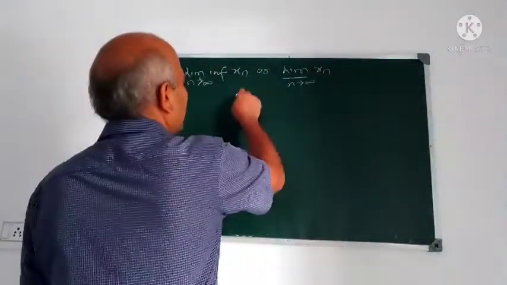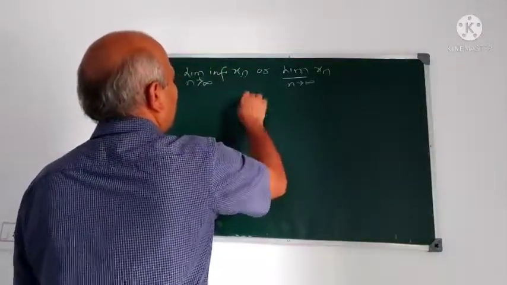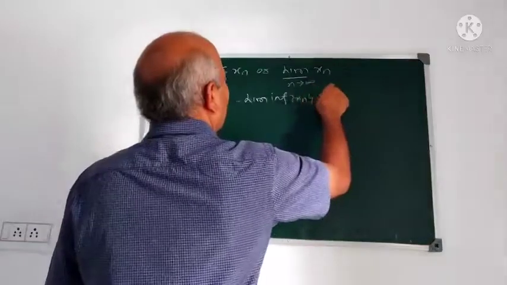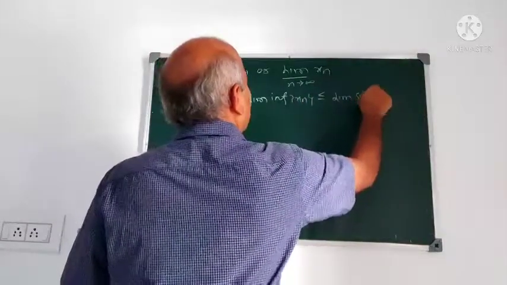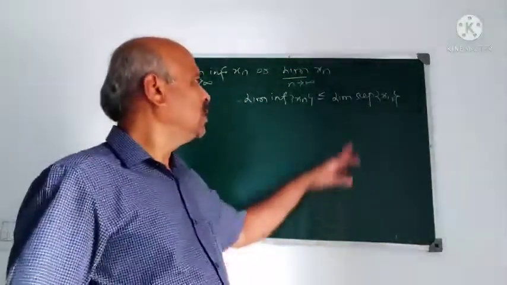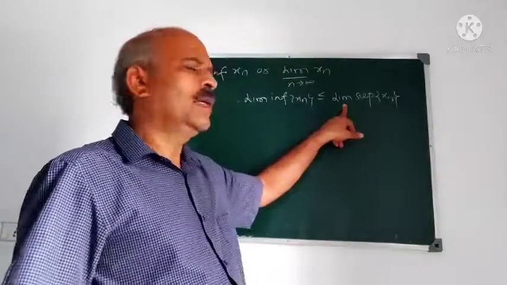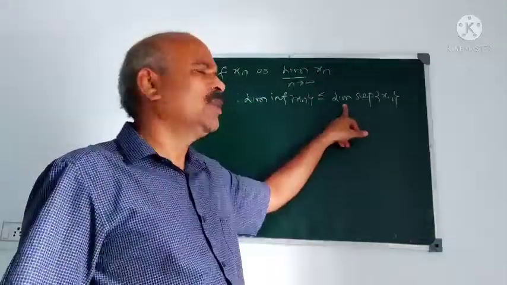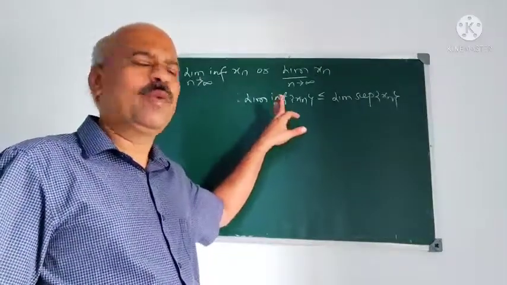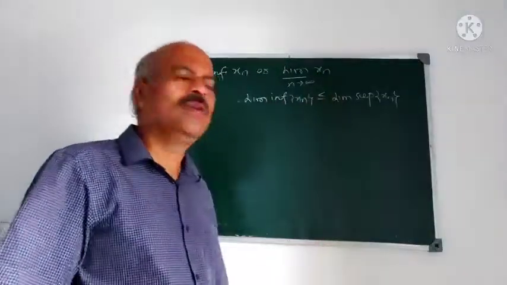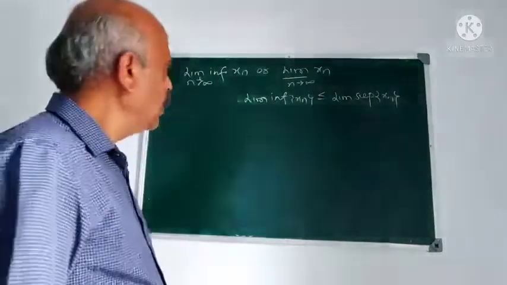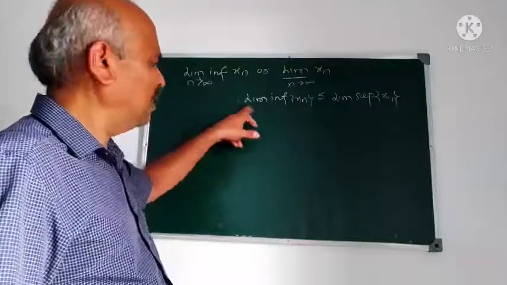Now, the limit inferior of Xn is less than or equal to limit superior of Xn. This is evident by the definition, because limit superior is the greatest of the limit points, and limit inferior is the smallest of the limit points. Therefore, limit inferior is less than or equal to limit superior. And also, what is that? One minute.